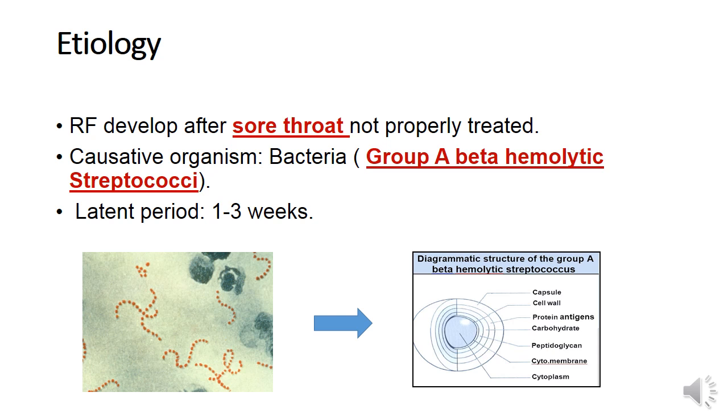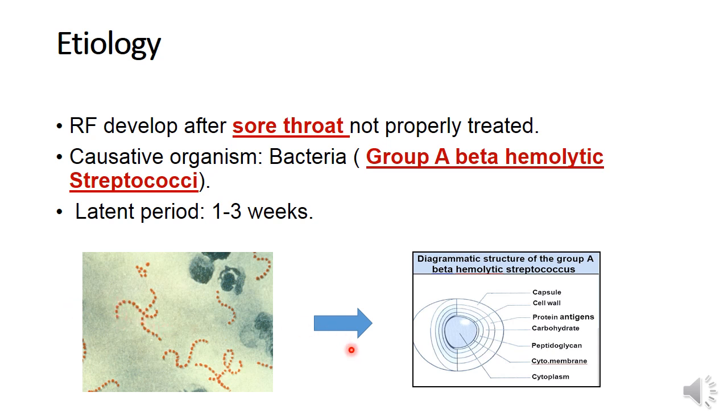What's the etiology of rheumatic fever? Rheumatic fever develops after a sore throat which is not properly treated, with a latent period of about 1 to 3 weeks. The causative organism is a bacteria named Group A beta hemolytic streptococci, or GAS. This is a microscopic feature of the bacteria, the beta hemolytic streptococci, as we can see here.